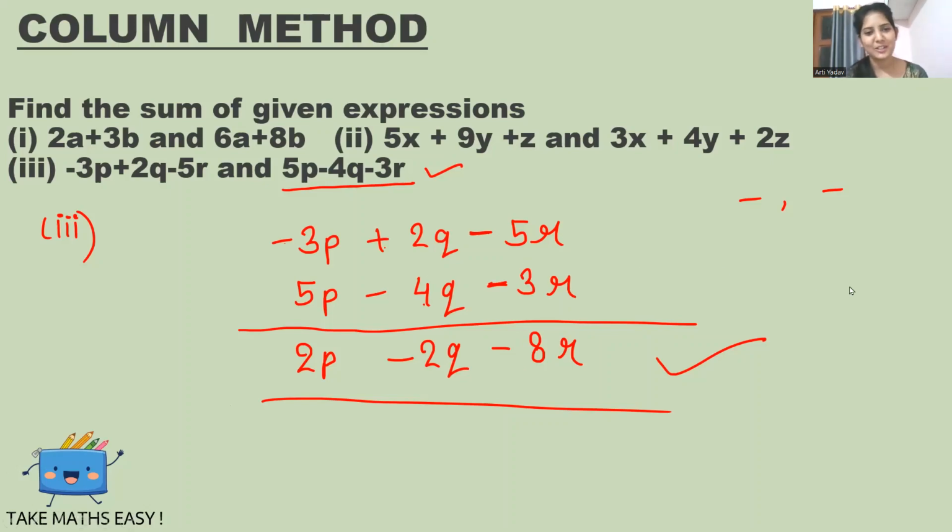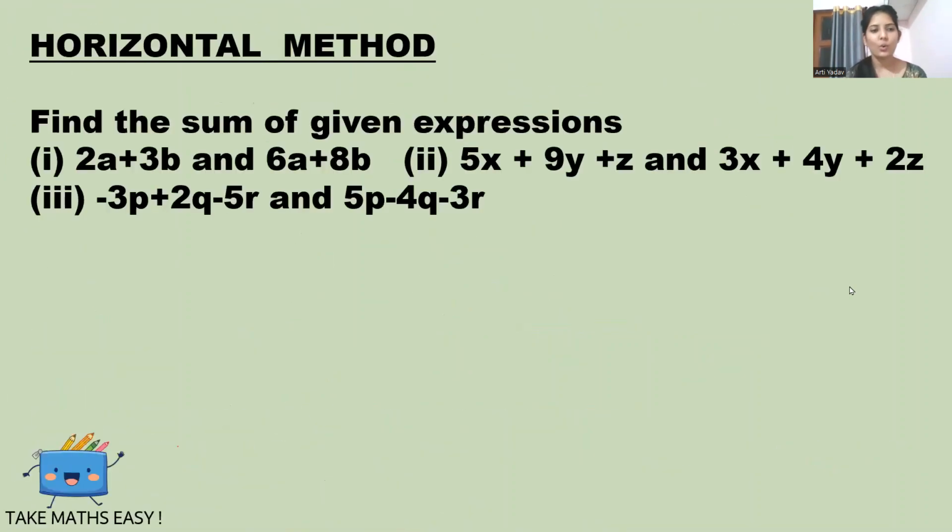Let's do the horizontal method also. So in the horizontal method, what do we have to do? This is the easiest one. So what do we do in the horizontal method? Look here. Same, we are doing addition only. Find the sum of the given expressions. We are finding the sum of expressions with the horizontal method. In the horizontal method, we will write it in a row.